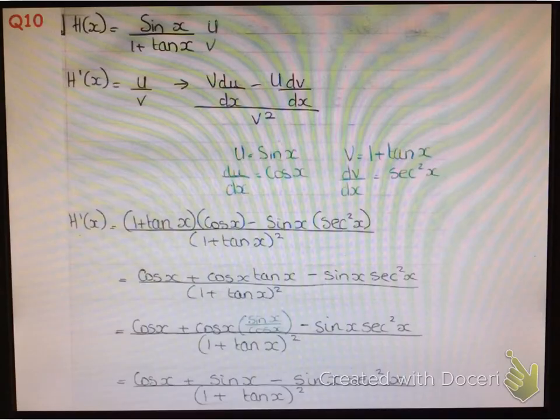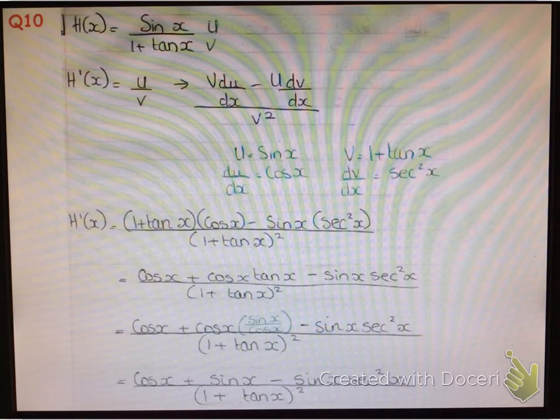Question 10. Find h dash x, the derivative of the function. Okay, so again, you'll see h of x is a u over a v. So put down your quotient rule. Alright, u is sine x, v is 1 plus tan x. Therefore, du dx is cos x, dv dx is going to turn into sec squared x.